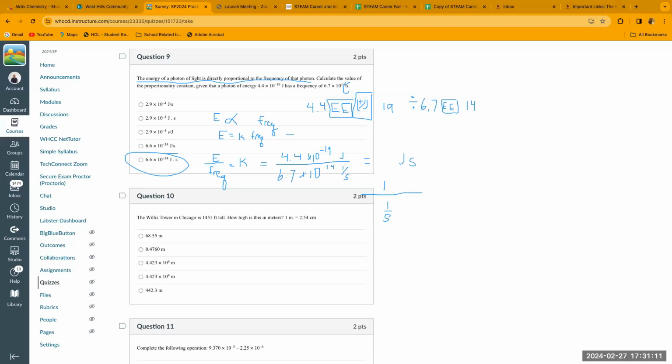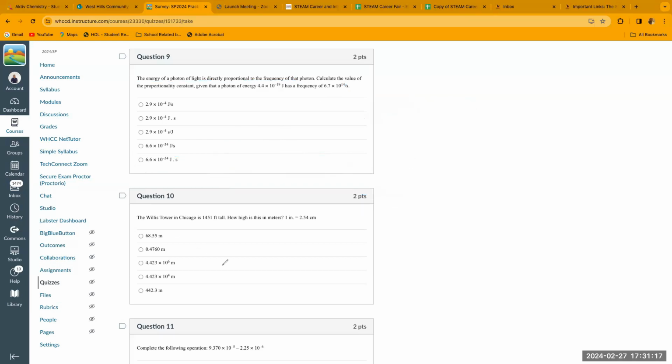Okay. The Willis Tower in Chicago is 1,451 feet tall. How high is this in meters? 1 inch equals 2.54 centimeters. Okay, so what's my given?